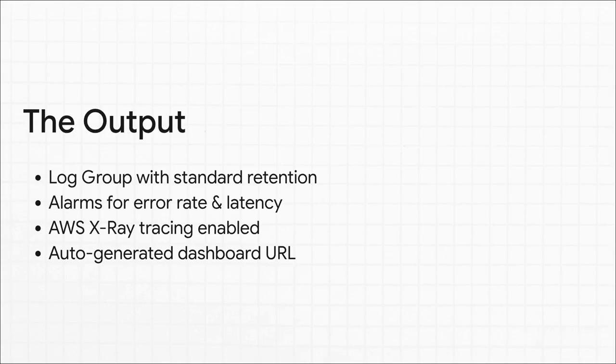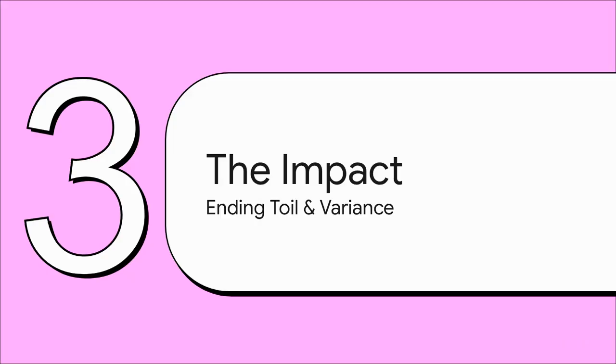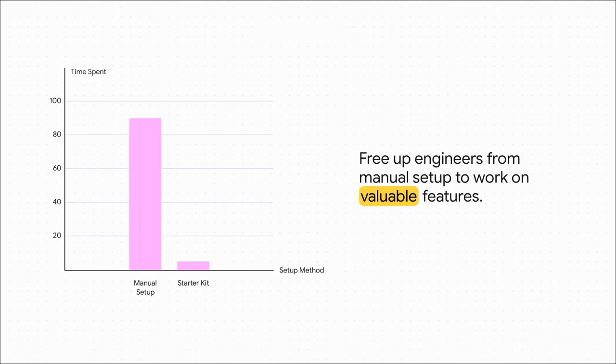That's huge. Okay, so this all sounds cool, but what's the real impact? Why does this matter so much? It fundamentally changes how your teams work because it attacks 2 of the biggest sources of pain in engineering: toil and variance. I mean, just look at this. The difference is night and day. This chart shows the engineering time spent just on the initial monitoring setup. The manual way is a massive recurring tax on every single service you launch. With a starter kit, that cost just plummets to basically zero.